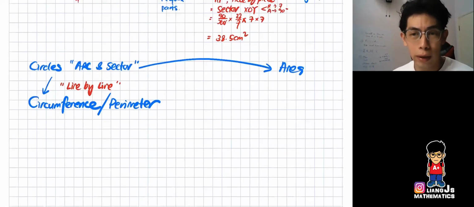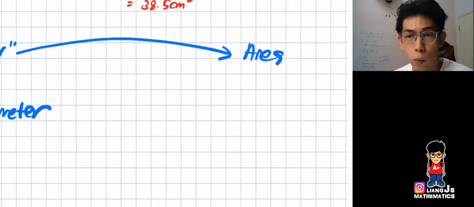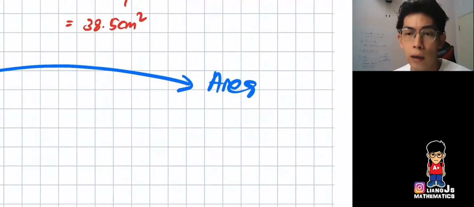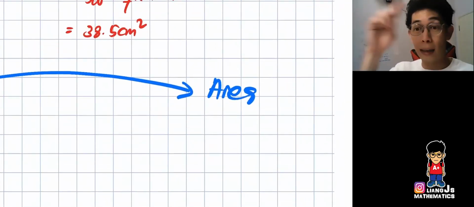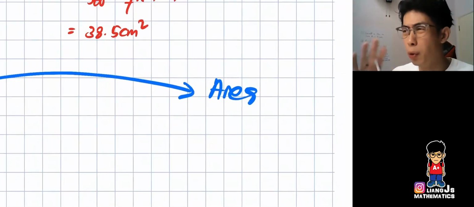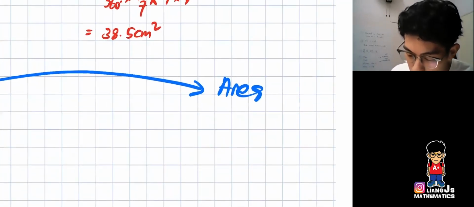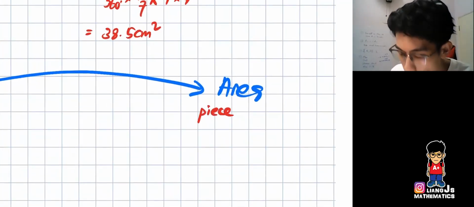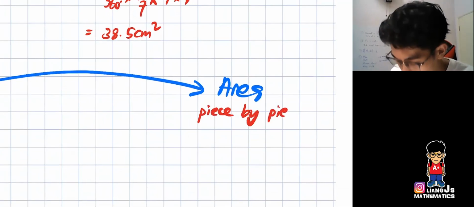Now move to area. What is area about? Area means you are getting the whole surface calculation. I want you to write it here. There is no different name to it, it's still area. So I will write here the word piece by piece.